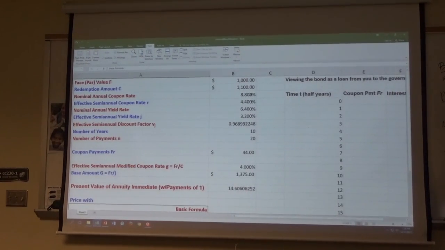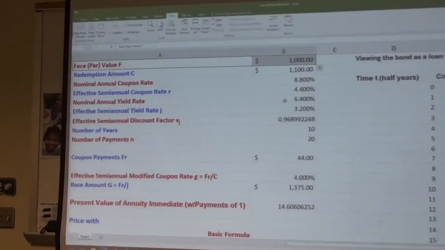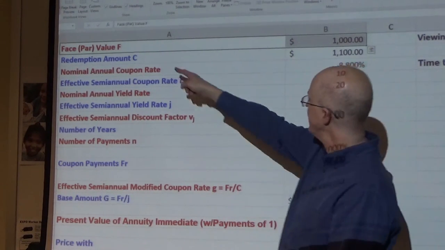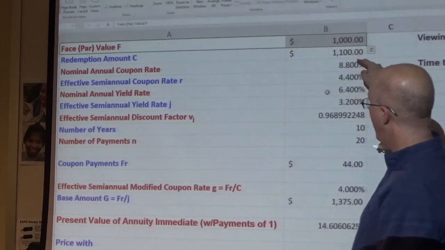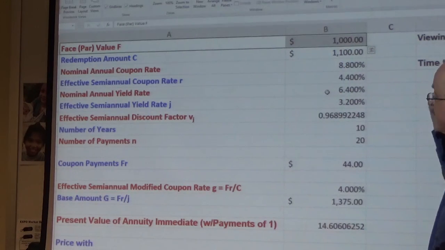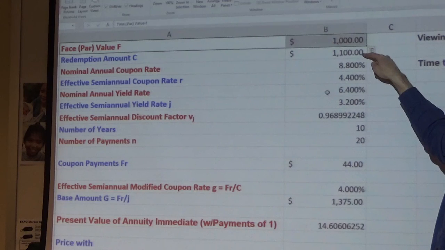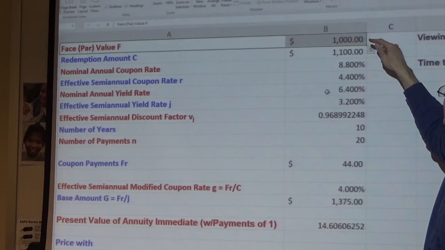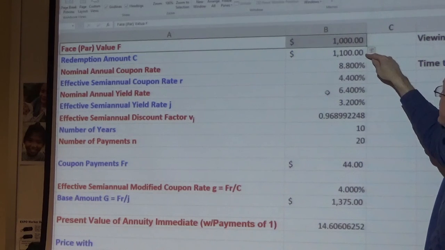Okay, so let's review. We got the face value, F, also called the par value. I'm going to take that to be 1,000. The redemption amount, C, often equal to F, but just for sake of interest, I'm going to go ahead and do a case where it's not equal to F. I'm going to say we're going to get paid back 1,100 at the end.